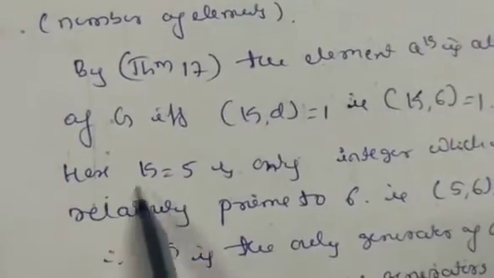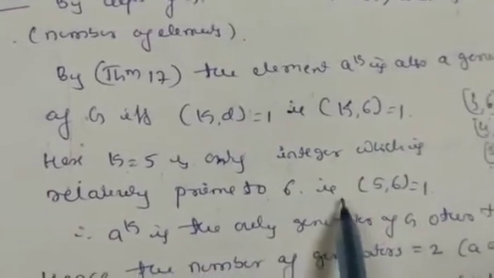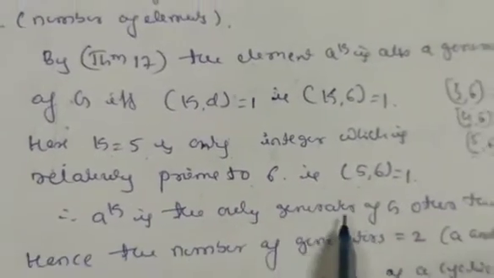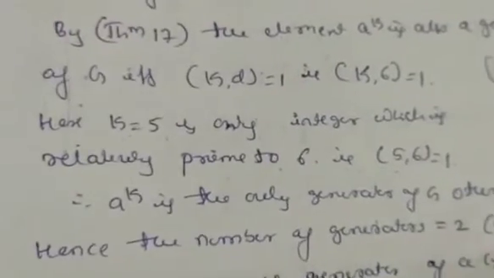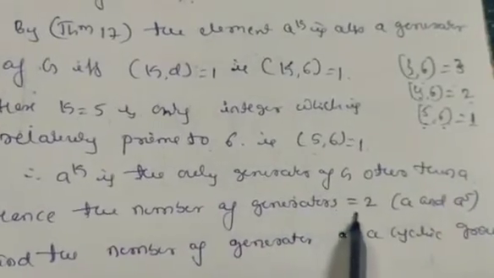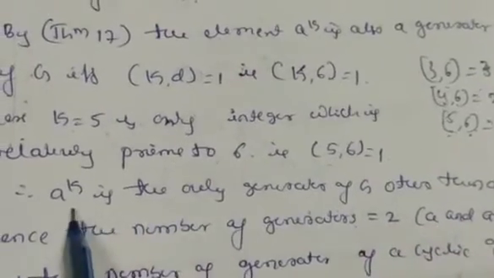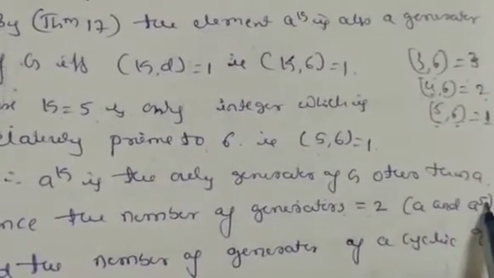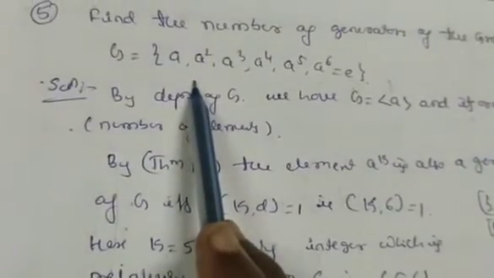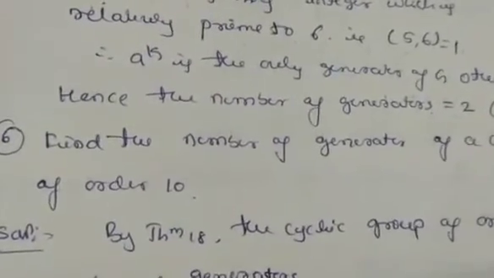Therefore k equals 5 is the only integer which is relatively prime to 6. That is, GCD of 5 and 6 is 1. Therefore a to the power of 5 is the only generator of G other than a. Hence the number of generators is 2: one is a and another is a to the power of 5. So this group has two generators, and like this we can find the number of generators.